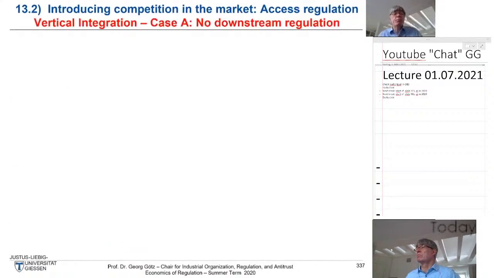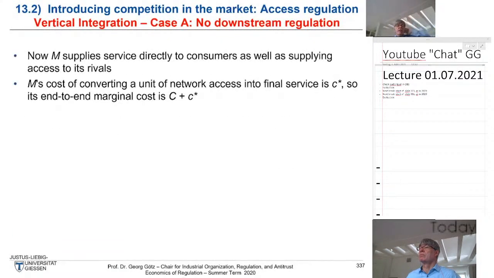Now the next point: we allow for vertical integration and assume there is no downstream regulation. So in a sense we have, like with Deutsche Telekom, they have to supply access to rivals based on, say, DSL, also call by call and so on. In the telecom sector, they have to supply it at regulated terms. It's so-called wholesale regulation, and it's not a regulation of the final consumer's price.